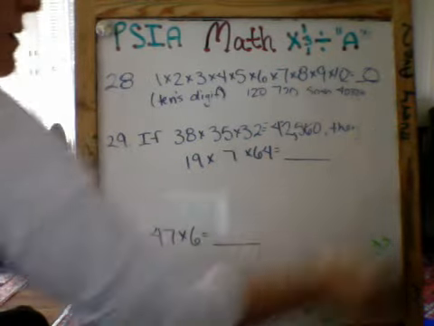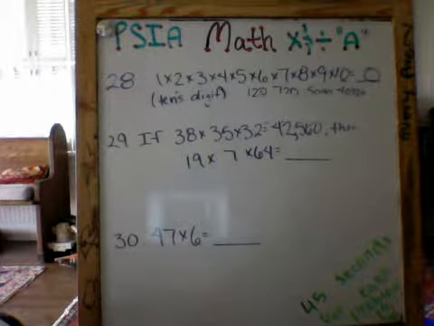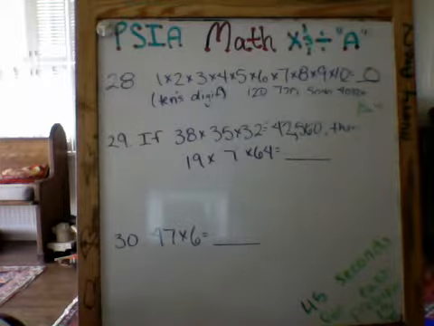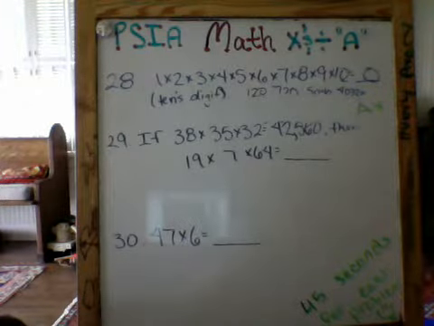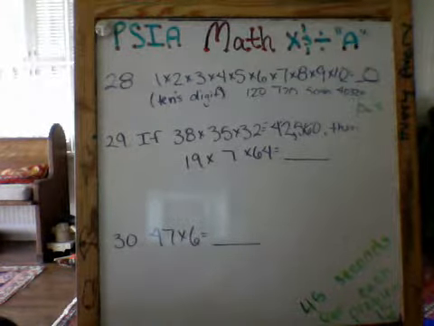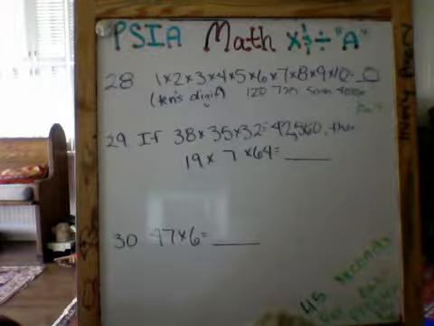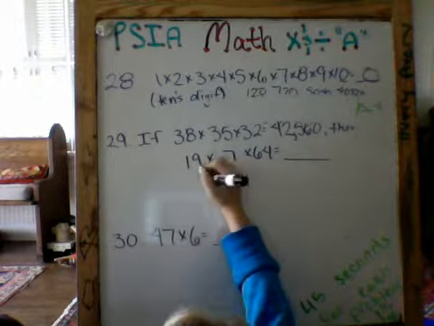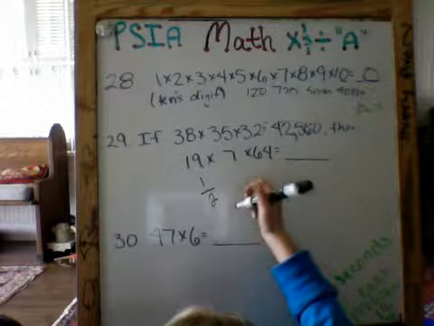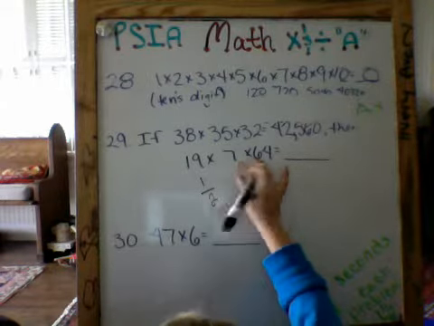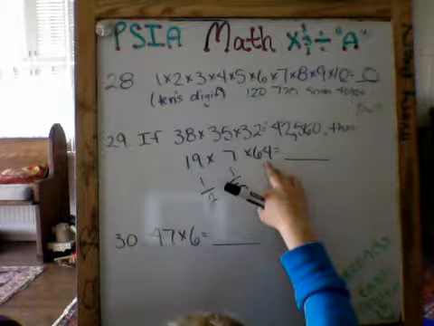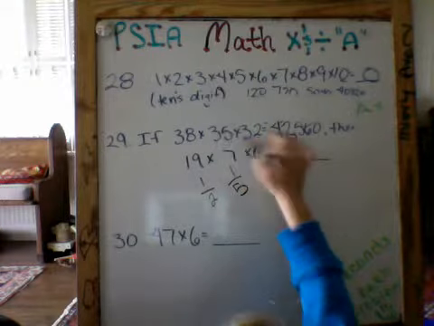Number 29. If 38 times 35 times 32 equals 42,560, then 19 times 7 times 64 equals what? This is quite simple. First, you know that 19 is 1/2 of 38. And then you know that 7 is 1/5 of 35. And then you know that 64 is twice 32.